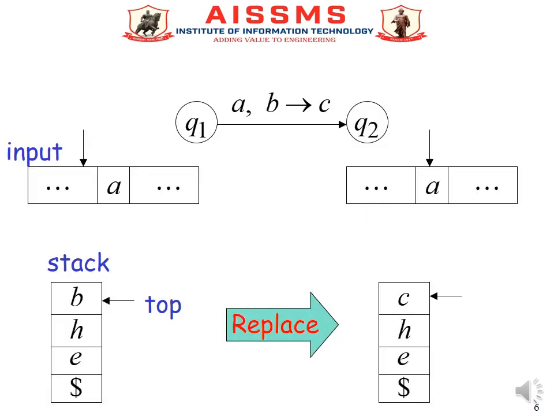Now, let us see the operations related to the stack. So, this is the current state. A is the current input in my input tape, and with this particular operation, B is on the top of the stack. This indicates that B is at the top of the stack, and when the new symbol C comes, this B is replaced with C, and our new top of the stack is nothing but C.